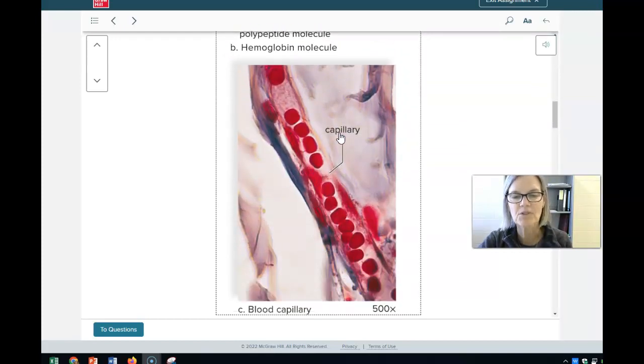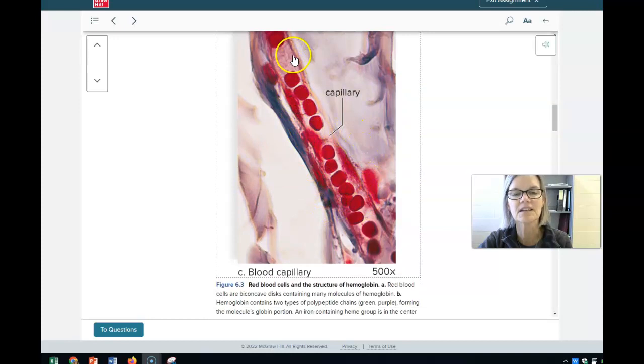The shape of those red blood cells is really important because it allows them to roll over each other and easily squeeze through very small spaces, particularly capillaries. Remember, capillaries are our smallest microscopic blood vessels. And in this photo, they're showing you how red blood cells are going through a capillary in single file. So the capillaries get quite small.